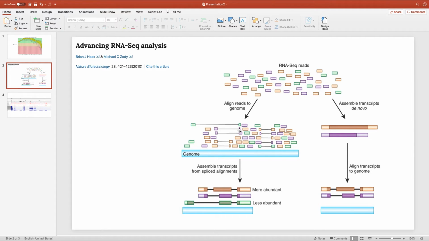And as I was saying, HiSat2 is a splice-aware program. It would take care of any introns. If your sequence involves two different exons, it will take care of that. So simply stating, the mapping or alignment is just putting your raw reads onto the reference genome.